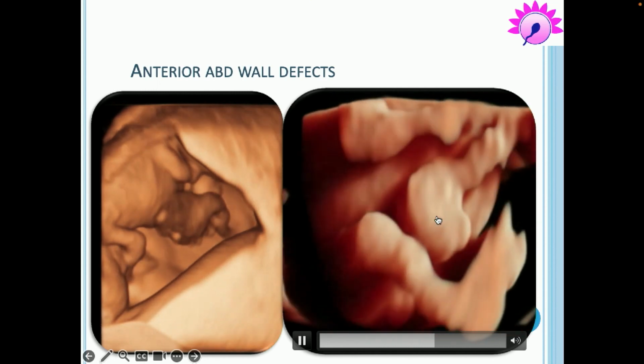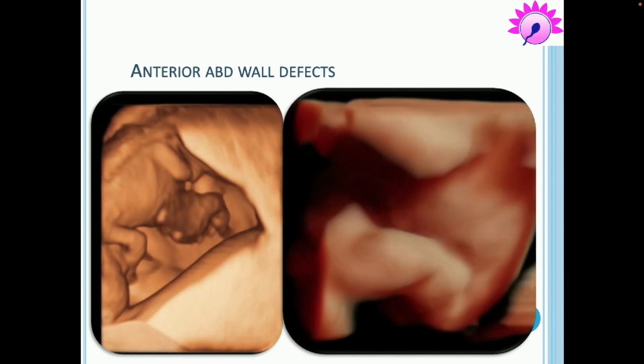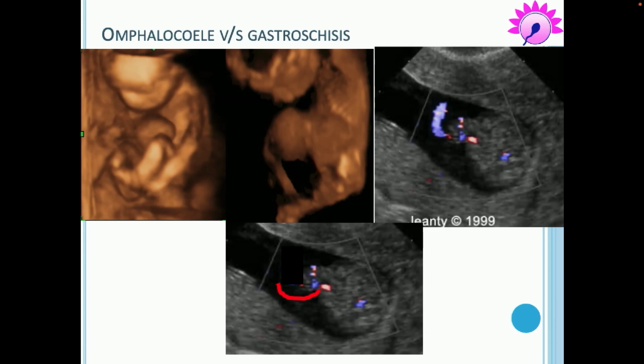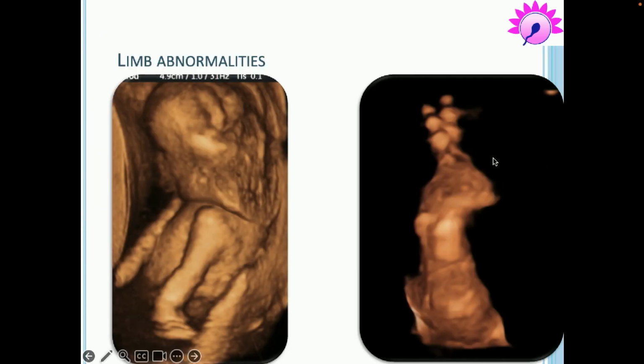Omphalocele is a diagnosis of the first trimester always. And omphalocele can be differentiated from gastroschisis by the attachment of the cord. If the cord attachment is by the side of the lesion, it is gastroschisis. If it is on the dome of the lesion, it is omphalocele.